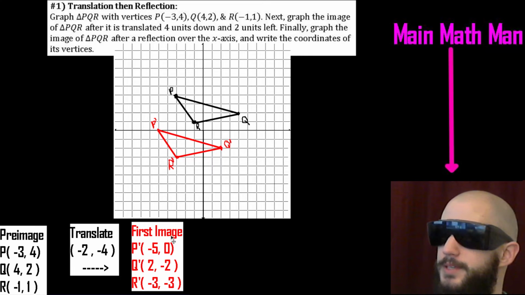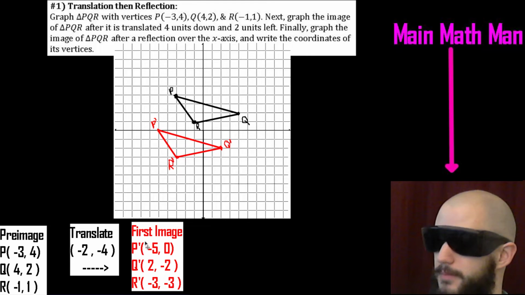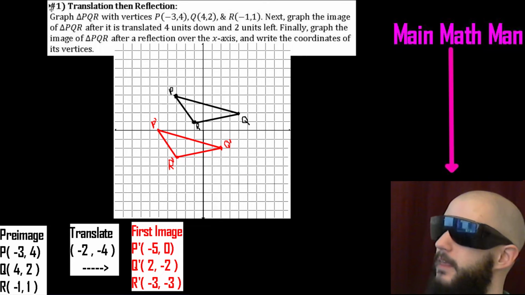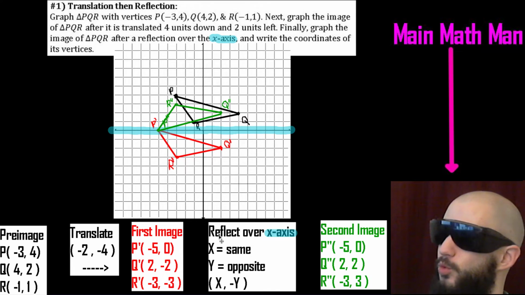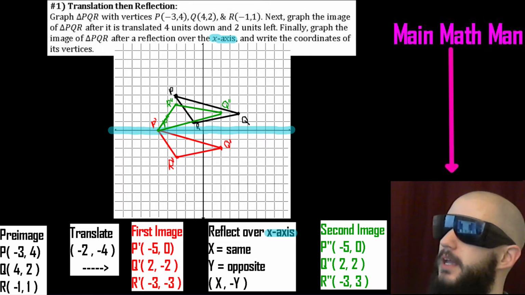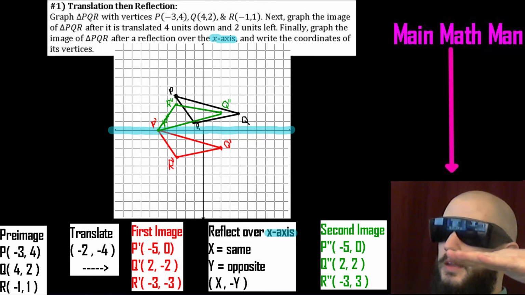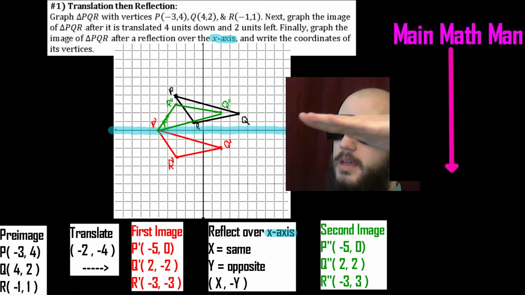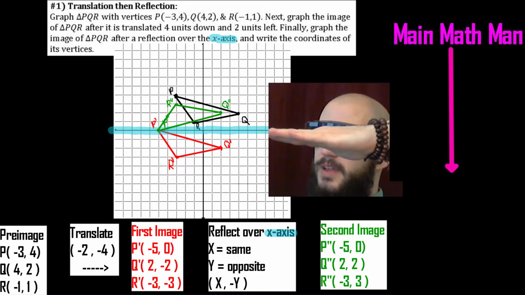So now that you have this first image, again, be very mindful in red, we are going to make a reflection. So, third and final step, I want to reflect over the x-axis. And just like yesterday, I'm going to get that handy dandy hand out, and over the x-axis is where I'm going to place my hand.